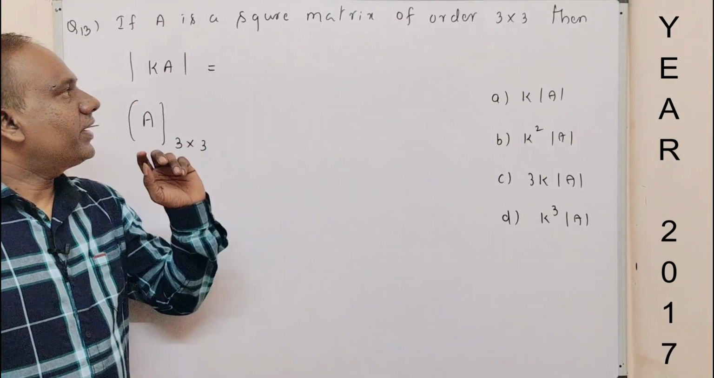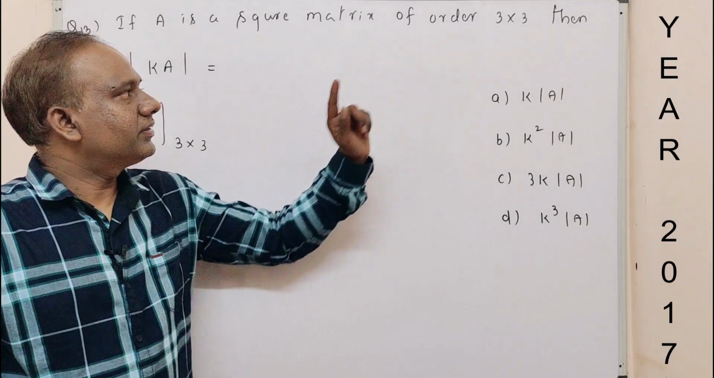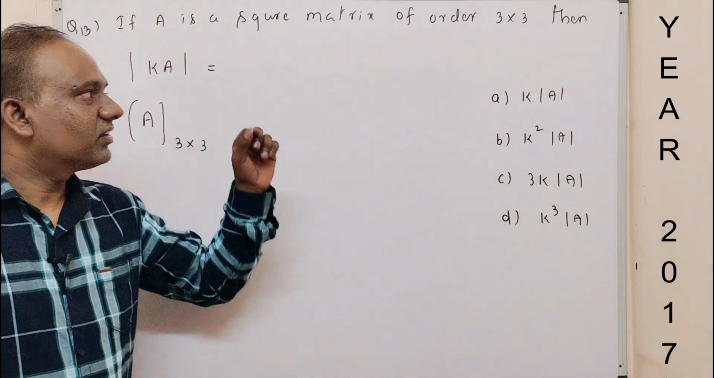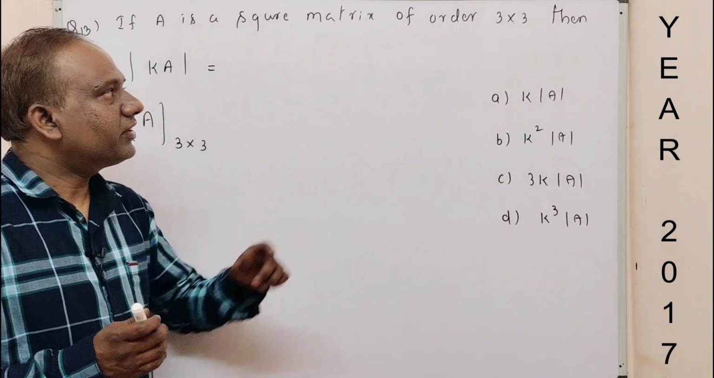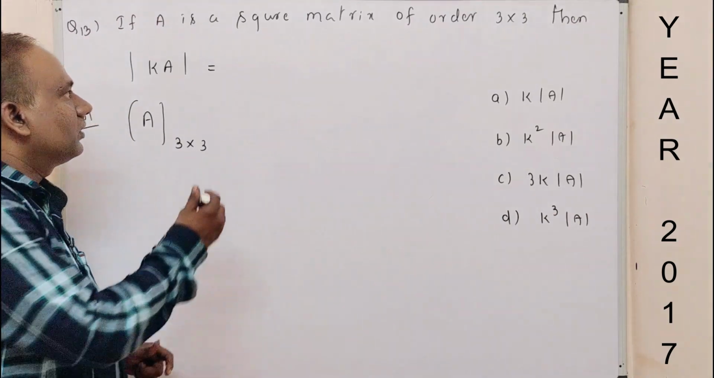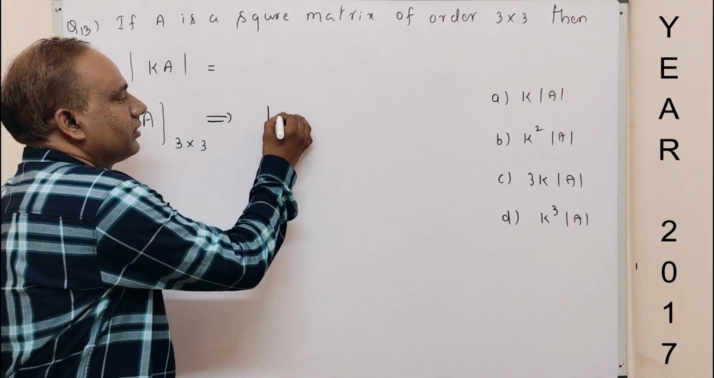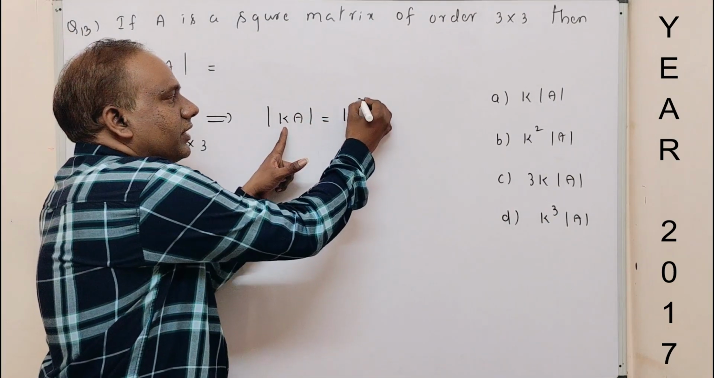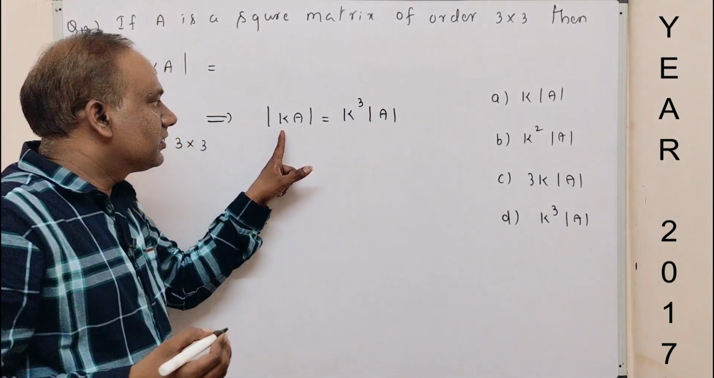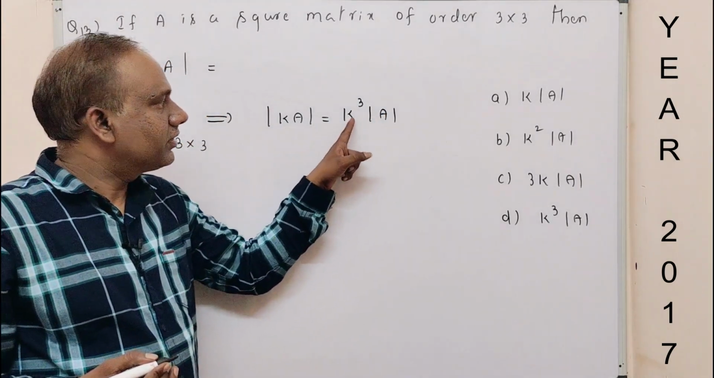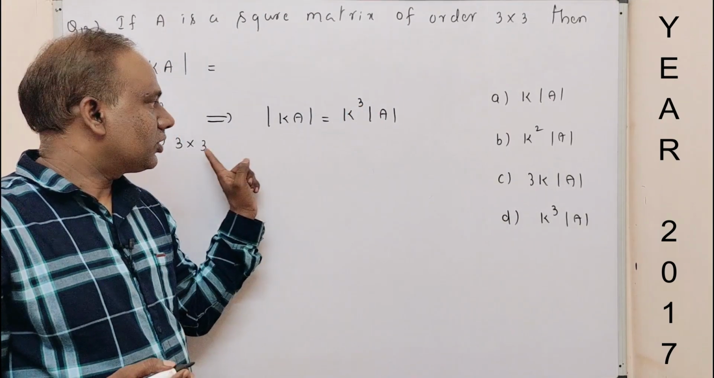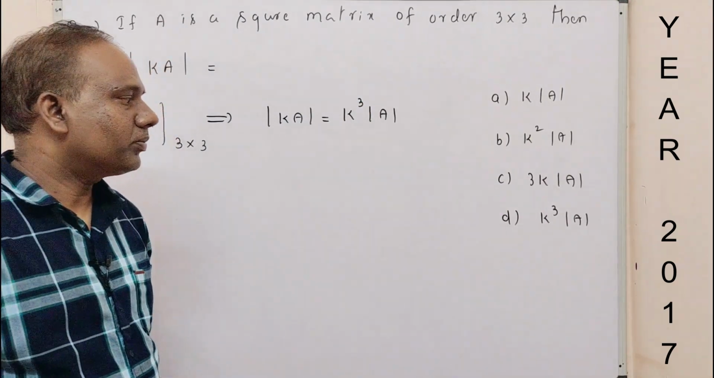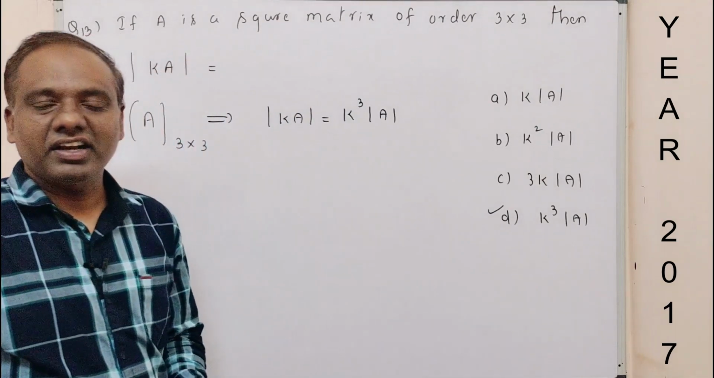The question is, if A is a square matrix of order 3 by 3, then determinant of kA is equal to what? Already I explained this. First of all, it is a 3 by 3 matrix now, and the determinant of kA. So 3 by 3 matrix means k power 3 into det A. Suppose it is a 4 by 4 matrix, it means k power 4 into det A. Suppose it is a 2 by 2 matrix, it means k power 2 into det A. So here option D is the correct answer.